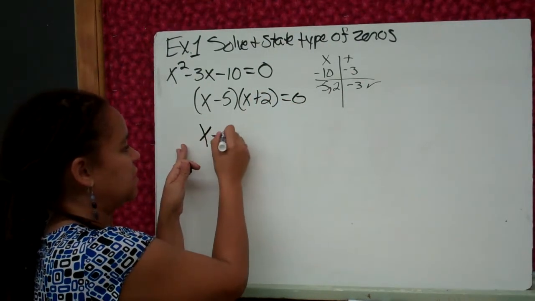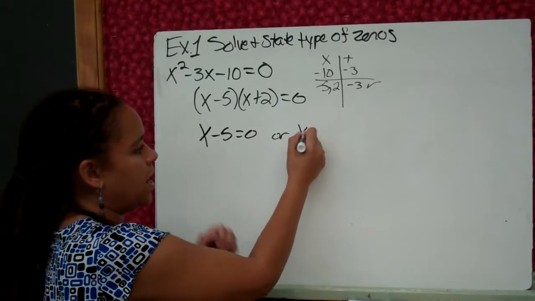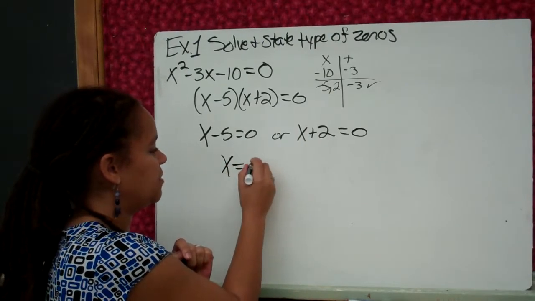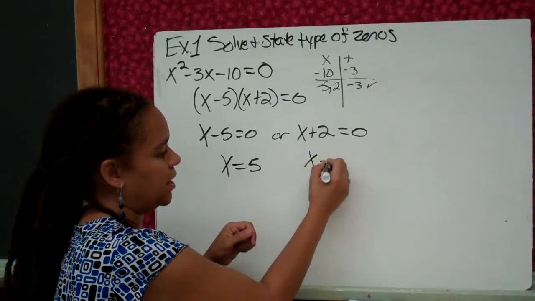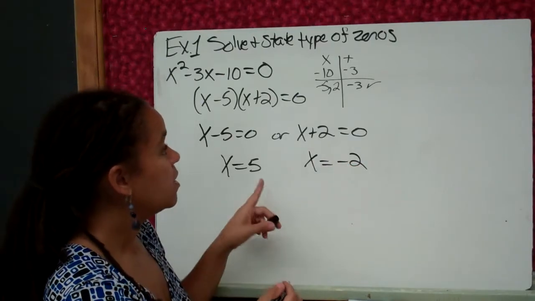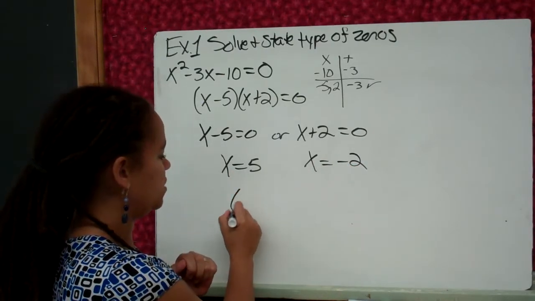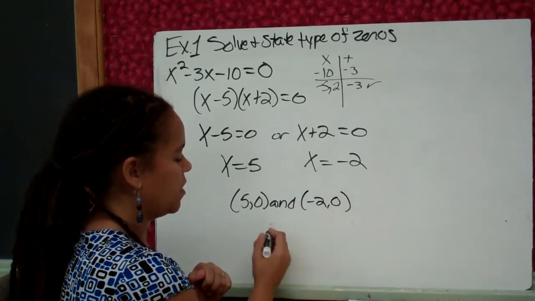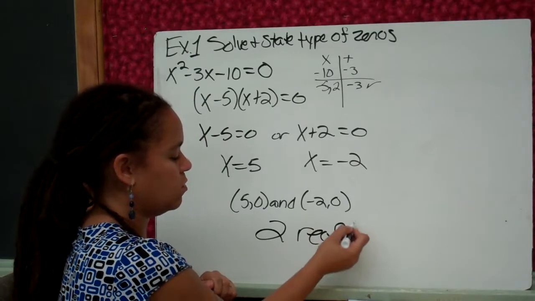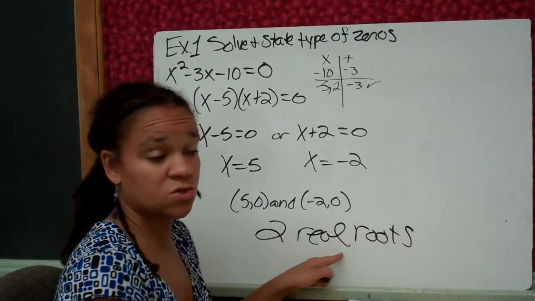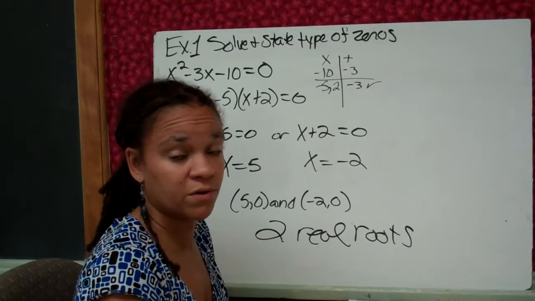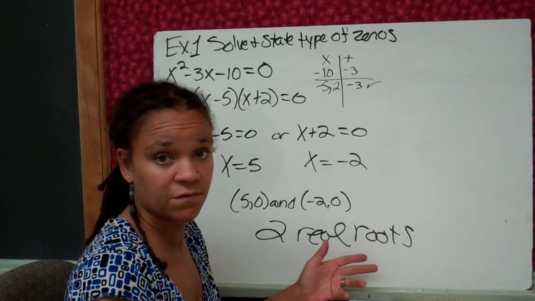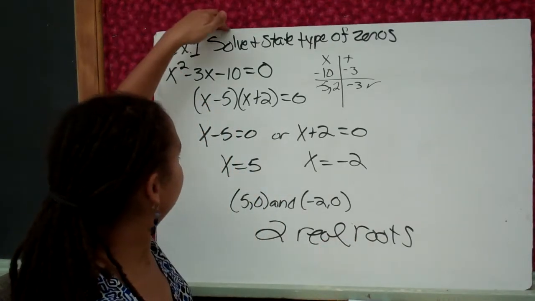So that means x minus 5 equals 0, or x plus 2 equals 0. If you solve these, add 5 to both sides. Of course, x is going to be equal to 5. Subtract 2, x is going to be equal to -2. So these are our two roots, (5, 0) and (-2, 0). So we have two real roots. The reason they're real is there's no imaginary number there. There's no square root of -1. So these are two real roots. And I know I've found both of the roots because there are only two that exist.